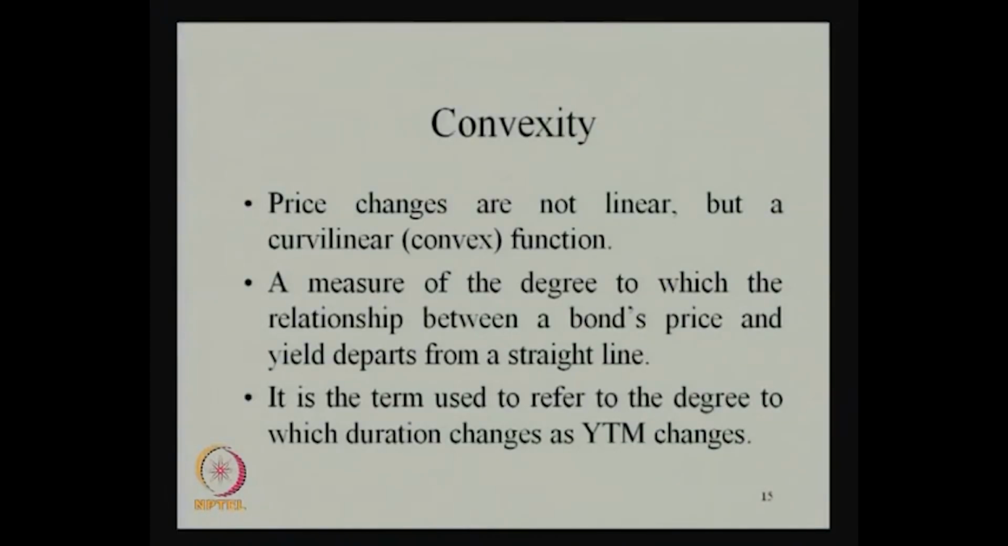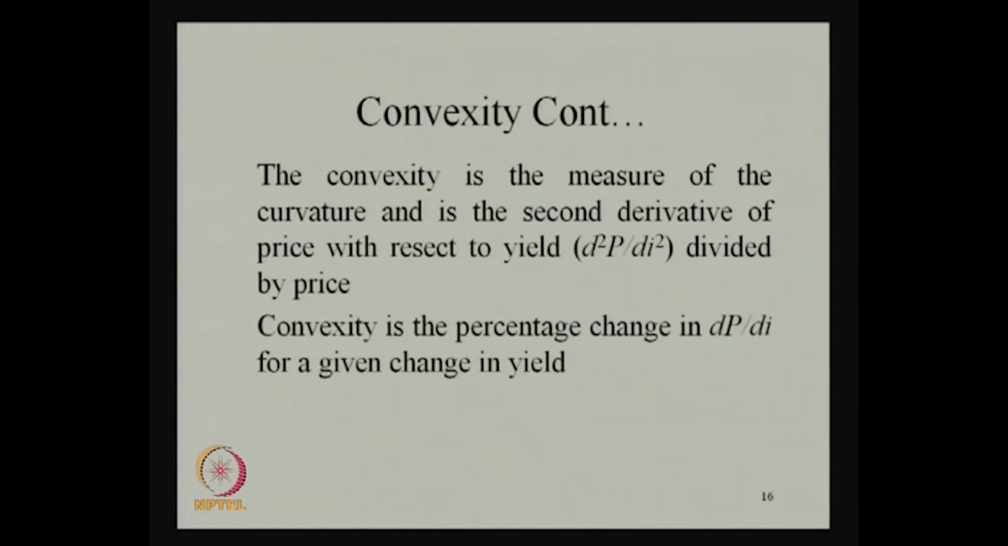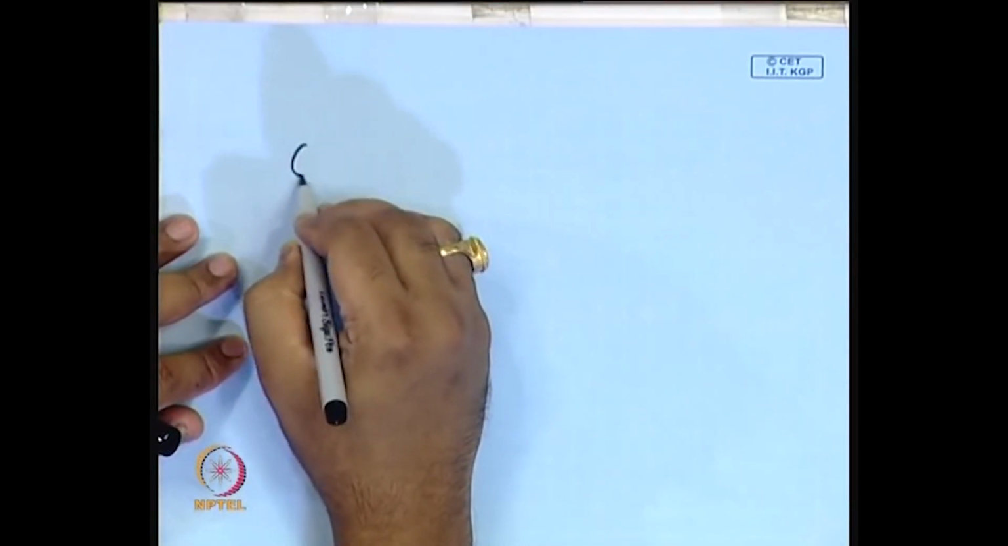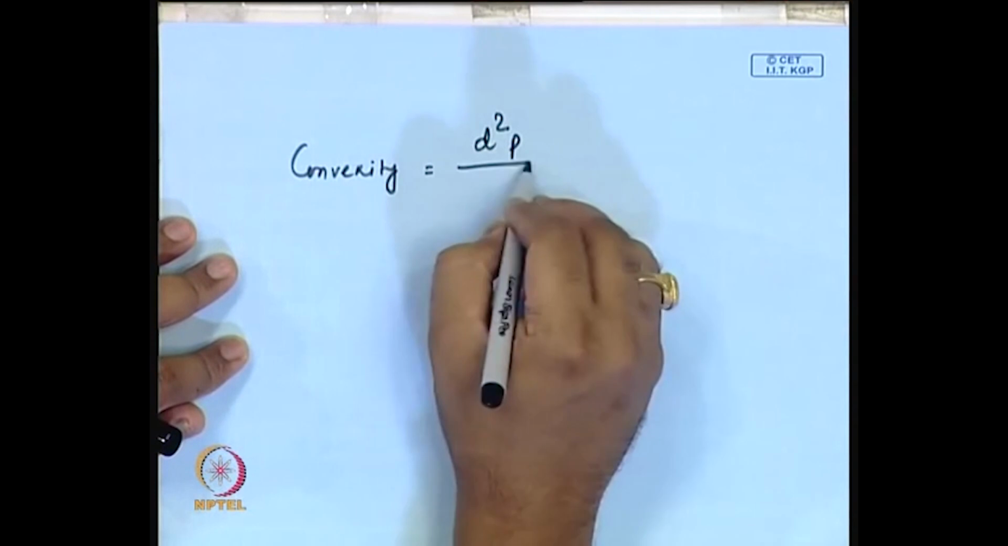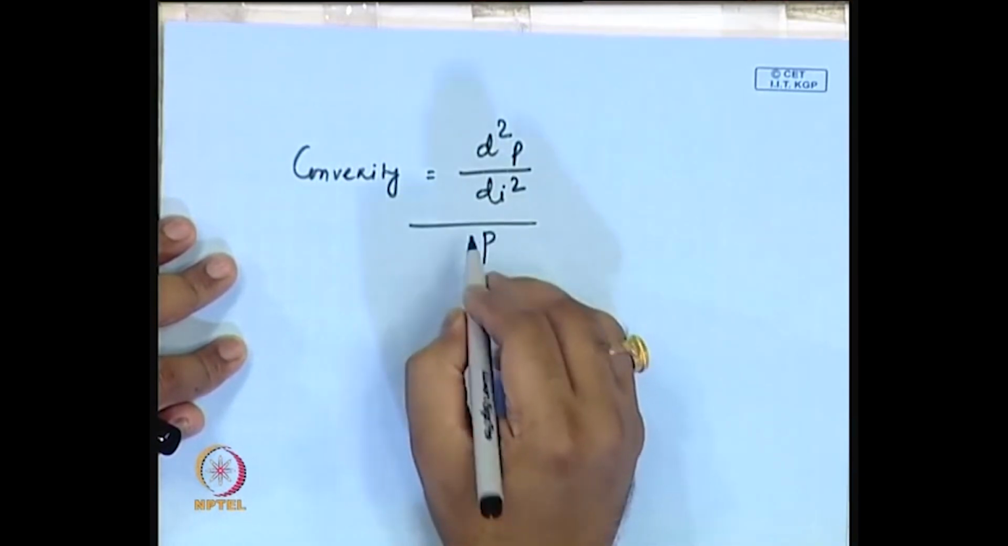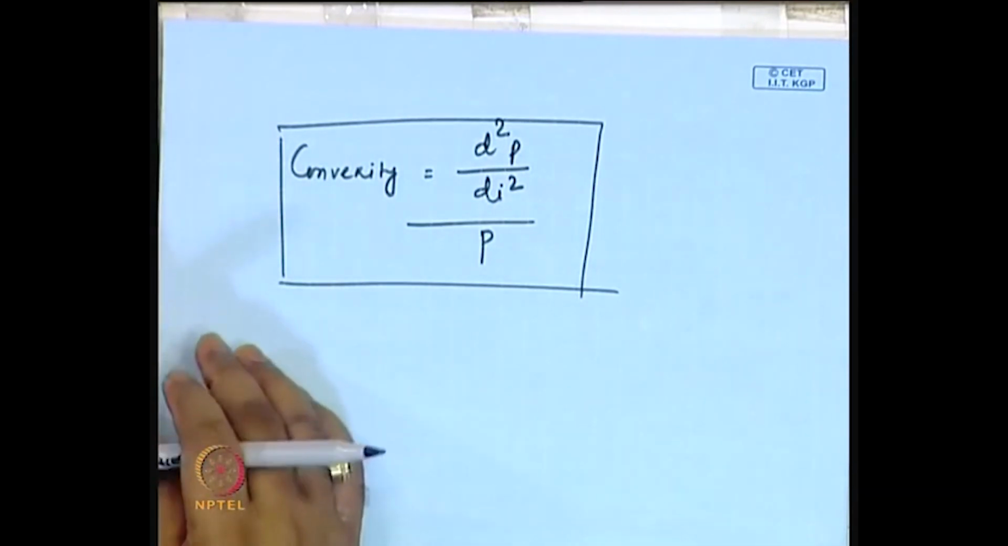So, what exactly is convexity? Convexity is the measure of the curvature, and it is the second derivative of the price with respect to yield divided by the price of the bond. So, convexity is the percentage change in dP by di, the change in the price of this particular bond for a given change in the yield. That is how convexity is defined: d square P by di square, divided by P. It is the second order derivative of the change in the price due to the change in the yield.